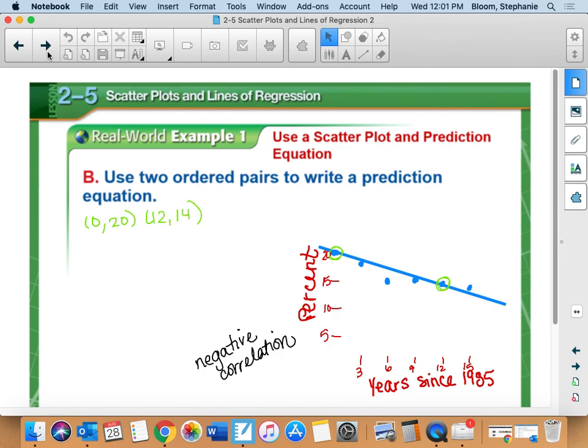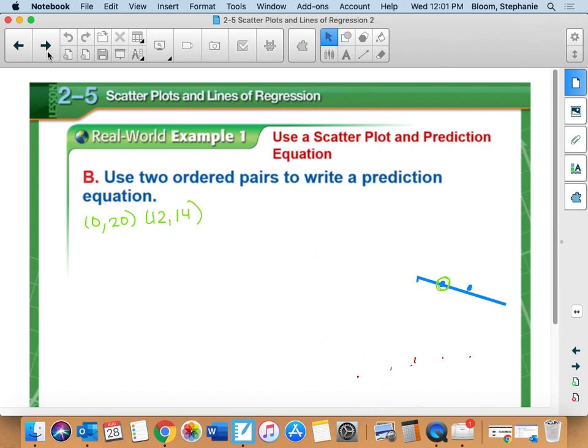Okay, so then I'm going to go ahead and erase all of this here. And then we're going to write an equation. So remember, first thing you need to do is find the slope. So I'm going to do 14 minus 20 over 12 minus 0. So that's negative 6 over 12, which reduces to negative 1/2.